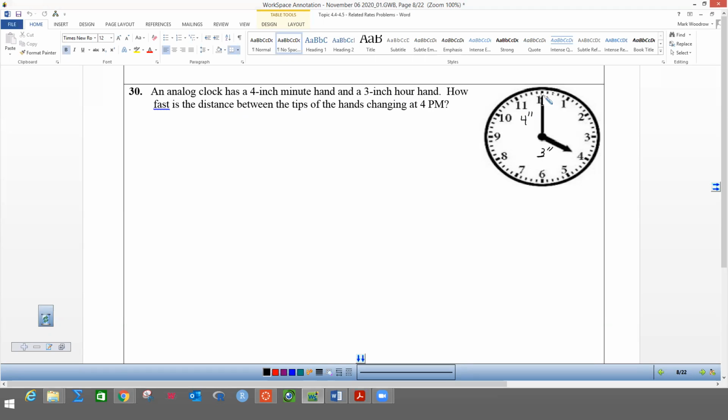Well, the distance between the tips of the hands would be this segment right here going to the tip. And we're going to call that c, little c. So capital C in here is going to be the angle C. So we want to know how fast this tip is changing. So we are looking for dc/dt is what we're looking for. And we've got to figure out how these three things all relate to each other.